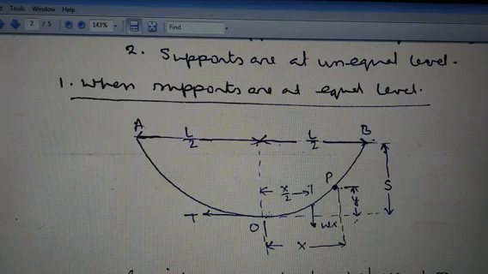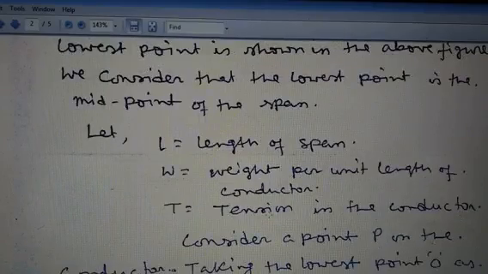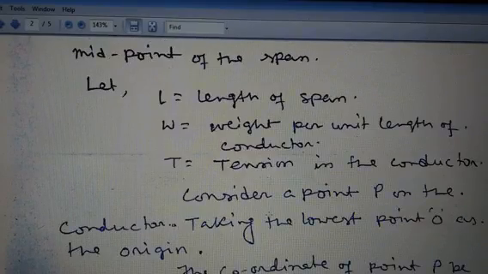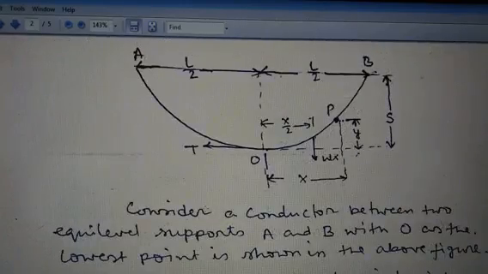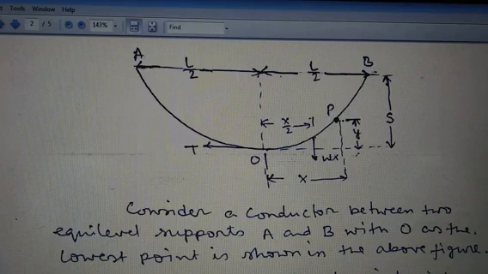Now, according to the figure, we consider L as the length of the span, W as the weight per unit length of the conductor, and T as the tension of the conductor. Now, consider a point P on the conductor, taking the lowest point O as the origin. Let the coordinates of point P be x and y. This is the x axis, the horizontal axis, and the vertical axis is denoted by y.